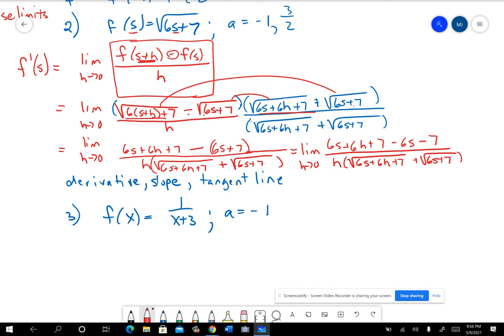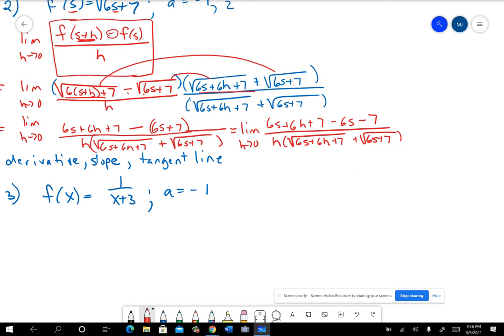Okay. All right, so now we're going to be able to get rid of some things. So the 6s and the negative 6s would add to 0. So would 7 and negative 7. And then all I have on top is the 6h, so I know I can divide out that h. And so I wind up with the 6h on top. Let me keep the limit in there for just a moment longer.